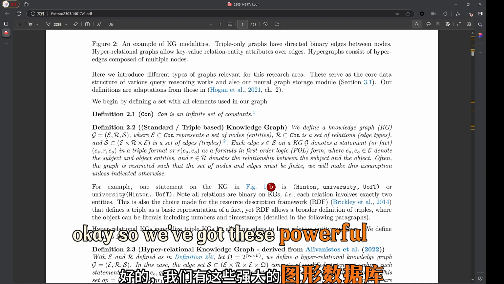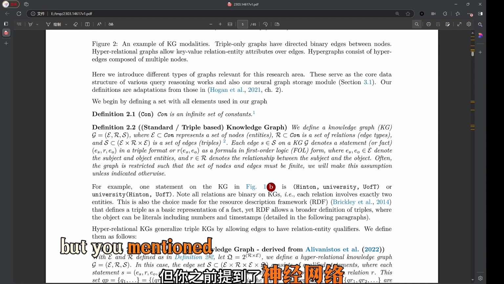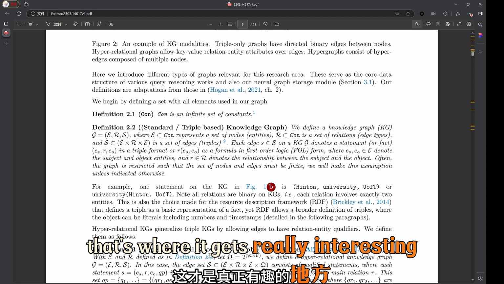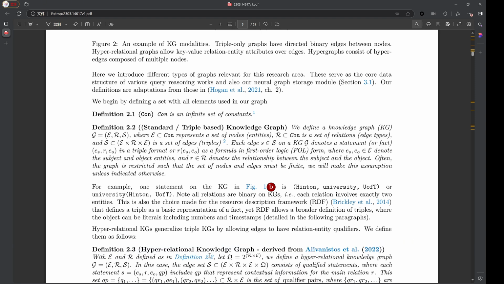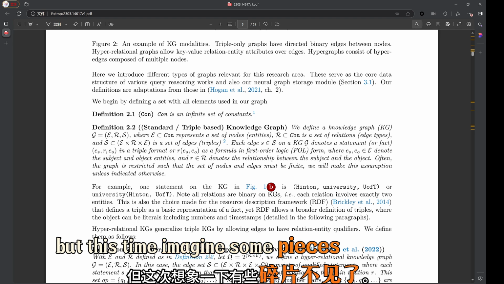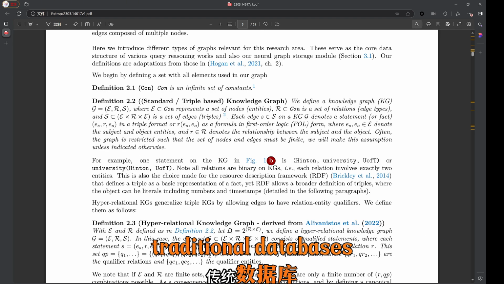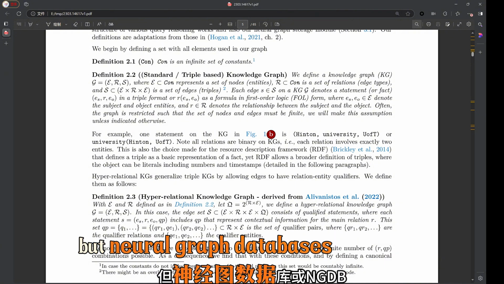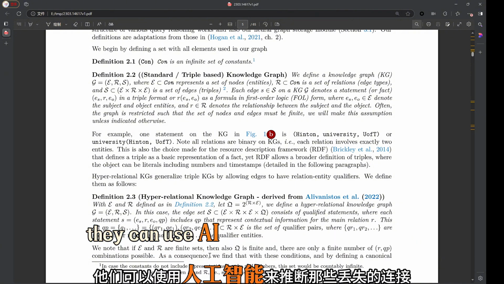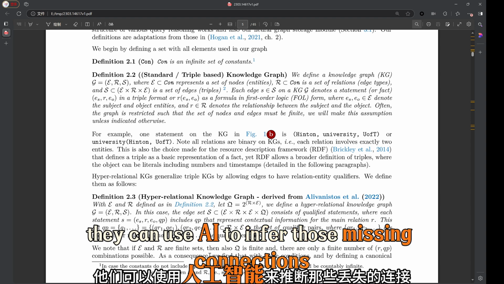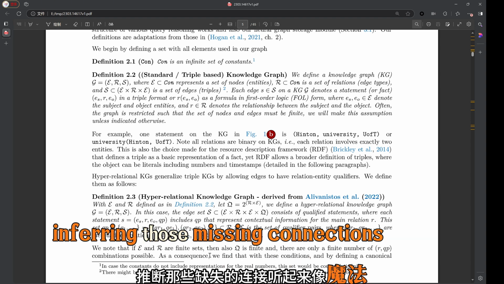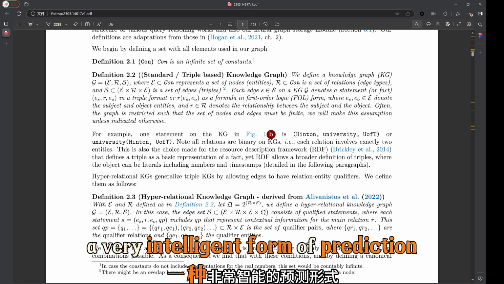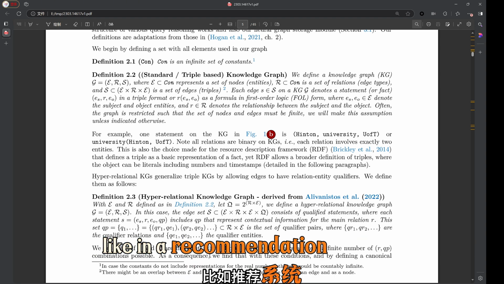Okay, so we've got these powerful graph databases, but you mentioned neural networks earlier. How do those fit in? That's where it gets really interesting. Think about our puzzle again. But this time, imagine some pieces are missing. Traditional databases might struggle to see the complete picture, but neural graph databases, or NGDBs, can use AI to infer those missing connections. Inferring those missing connections. Sounds like magic. Not magic, just a very intelligent form of prediction based on patterns, like in a recommendation system.